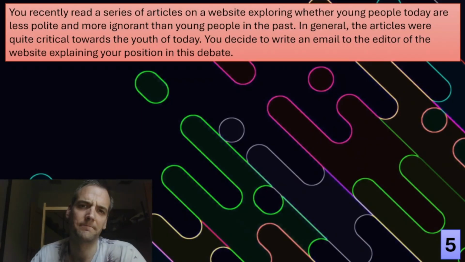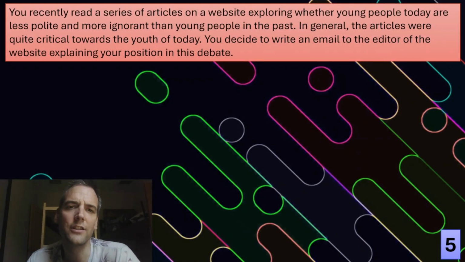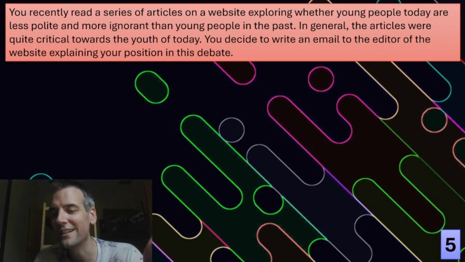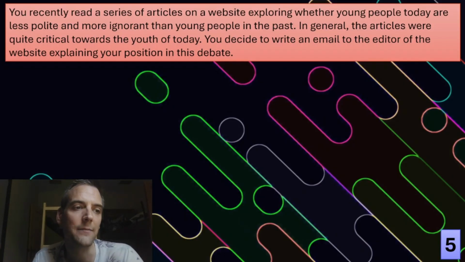Question 5. This one, you are sort of writing to the editor. You're writing an email to the editor of a website, and it's almost like part essay, part article. You are explaining your position on some topic in the form of an email to the editor of a magazine, or in this case, website. And hopefully you understand this topic. I'm trying to make the topics accessible, common, like they do on the B2-C1 exam. This is a common idea that you should be able to talk about.